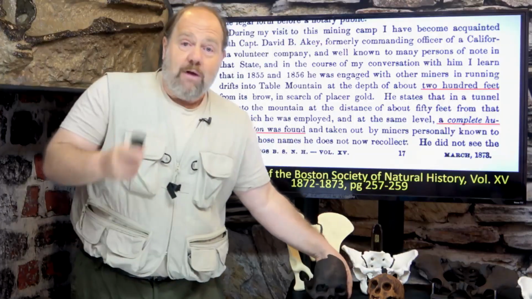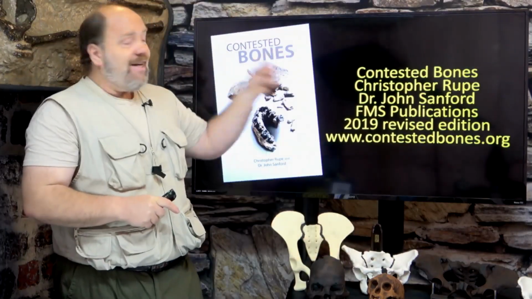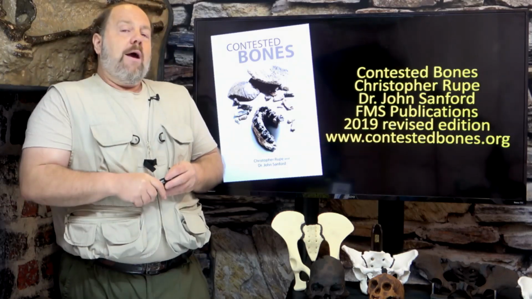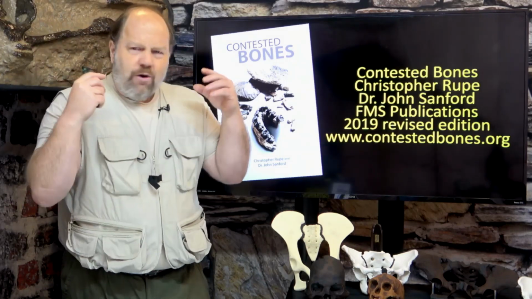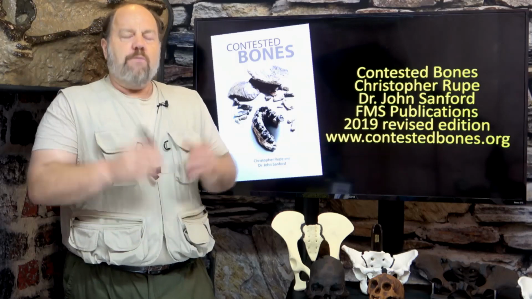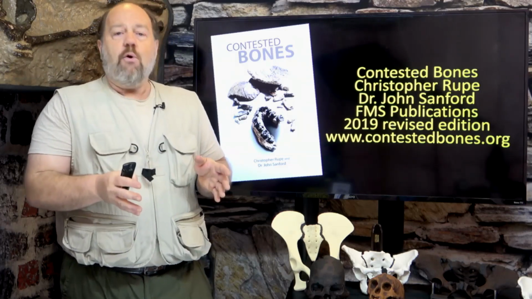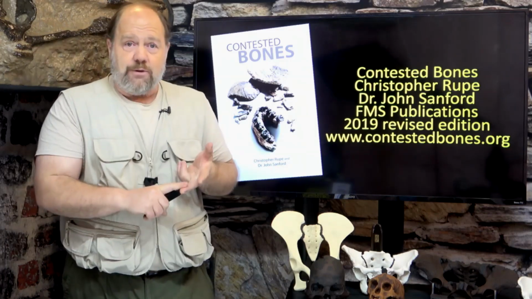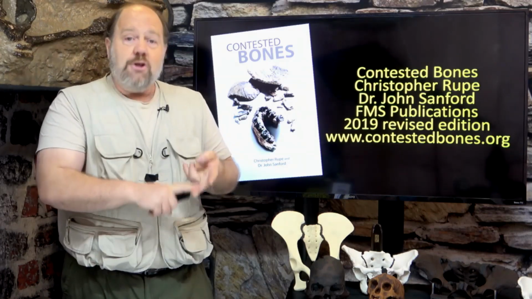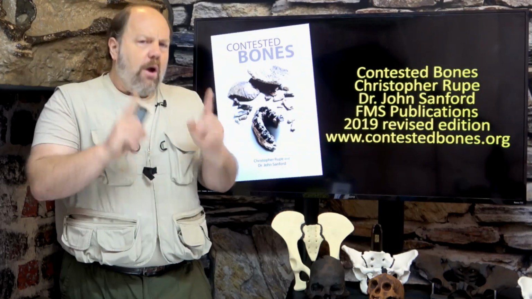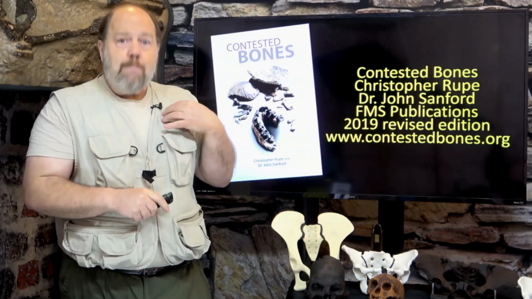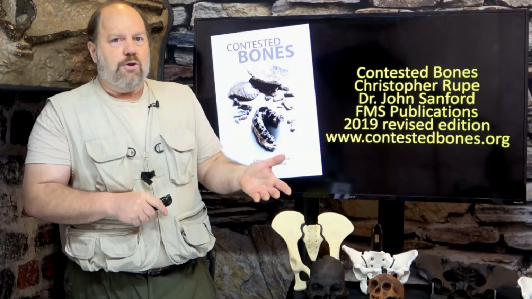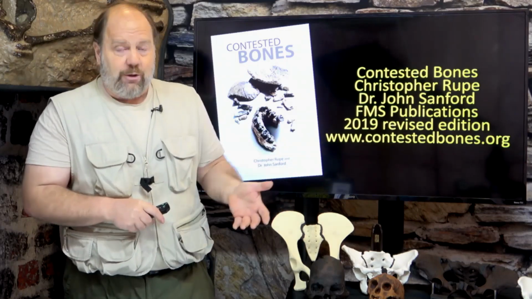Okay, I gotta rush. Fantastic must-read book, Contested Bones by Christopher Rupe and Dr. John Sanford. As they demonstrate over and over again in the book, the fossil hominid finds can be broken down into two groups: ape fossils and human fossils, with a lot of variation within the groups. They also point out something that I personally missed, even though I've been studying and speaking on the creation evolution topic now for over 30 years.